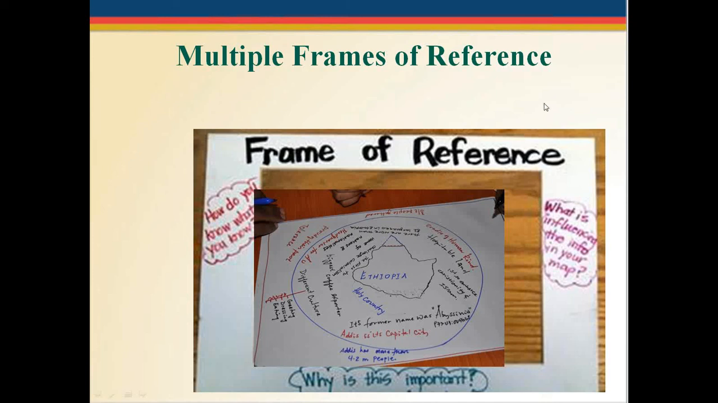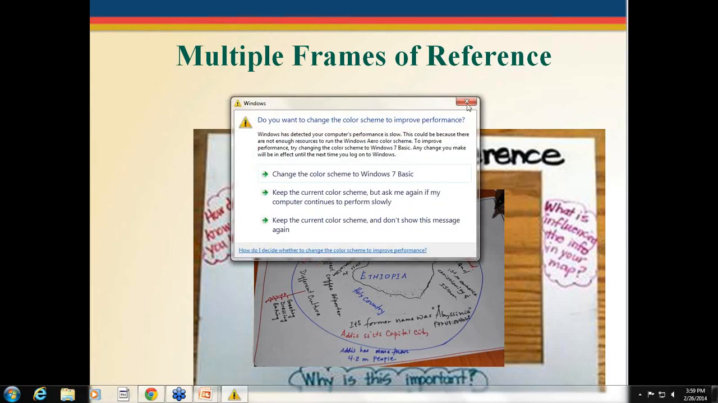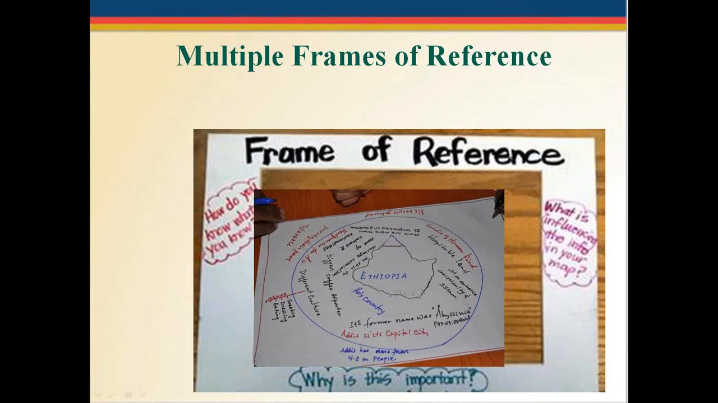So students can be taught a number of frame of reference questions, or they can be provided to them. But these questions are generic enough that they can be used in almost any content. Why is this important? When would you use this information? Who would be most interested in this information? What is influencing your work, etc.